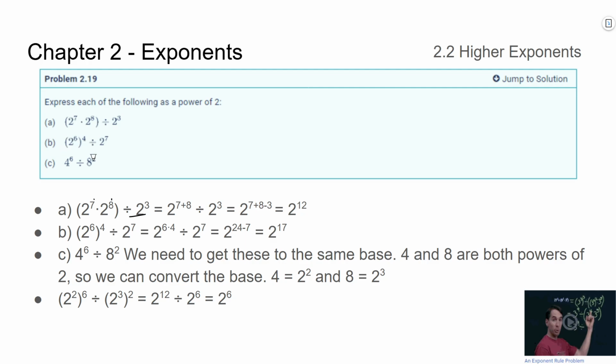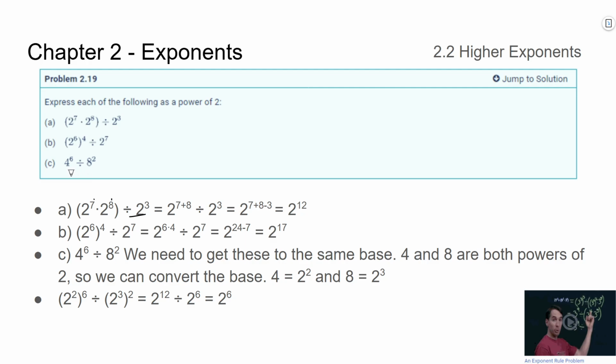All right, so now for the second one, we have 2 to the 6th to the 4th. Well, we know that when you raise a power to a power, you can multiply those. So that's going to end up being 2 to the 24th, right? So yeah, we have 2 to the 6th times 4, and still have our divided by 2 to the 7th. And we know if we have the same base, we can subtract. So we have 24 minus 7, and that's going to give us 2 to the 17th.